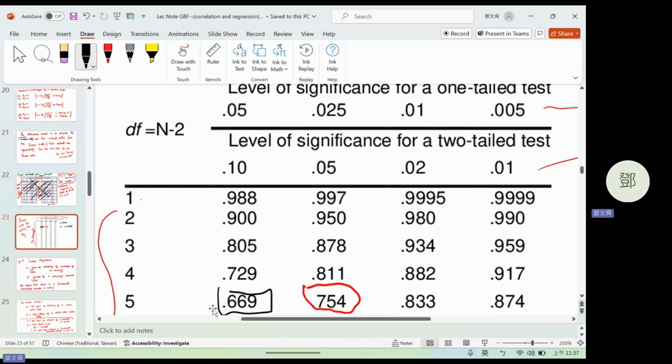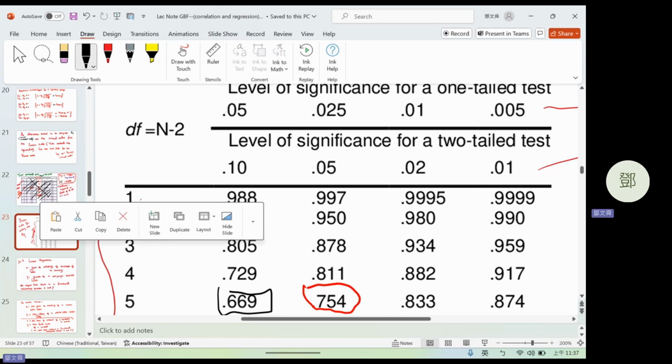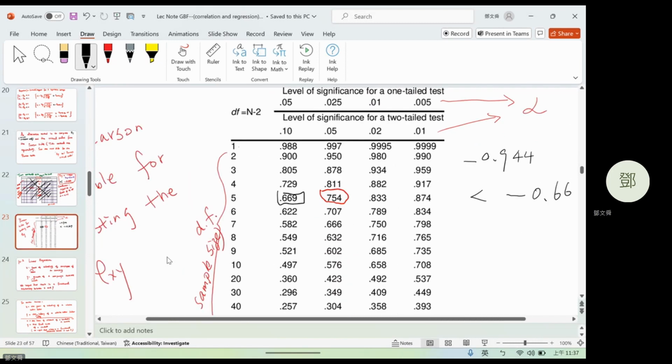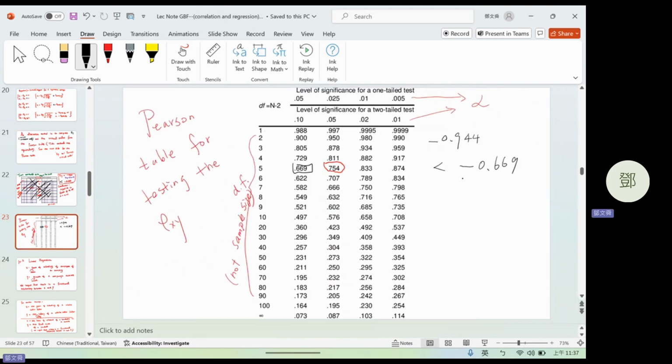So you go to 5. So you got it. 0.669 here. What happened? Okay. Far smaller. And this is r_xy, and it's far smaller than this one. Okay. And I said 0.669.